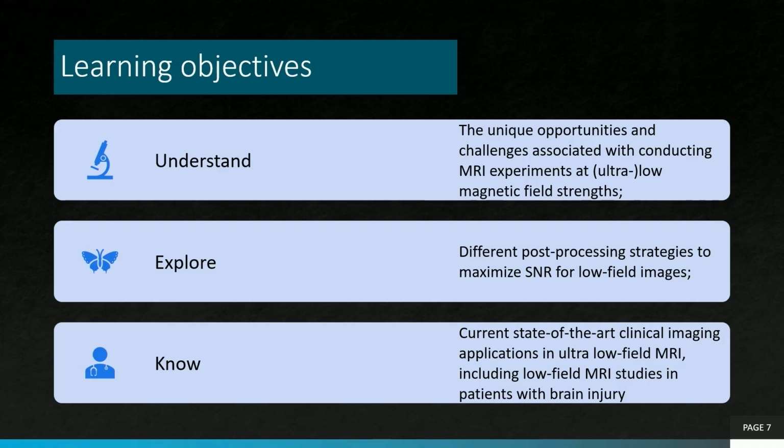Today I want to give a whole overview of what the unique opportunities are, but also what the challenges are associated with doing MRI with ultra-low field MRI. Secondly, we'll give you a few post-processing strategies to improve SNR and resolution of low field images, especially with machine learning. And then last but not least, we'll give a whole overview of applications of ultra-low field MRI, both in patients with brain injury, but also in low-income countries.